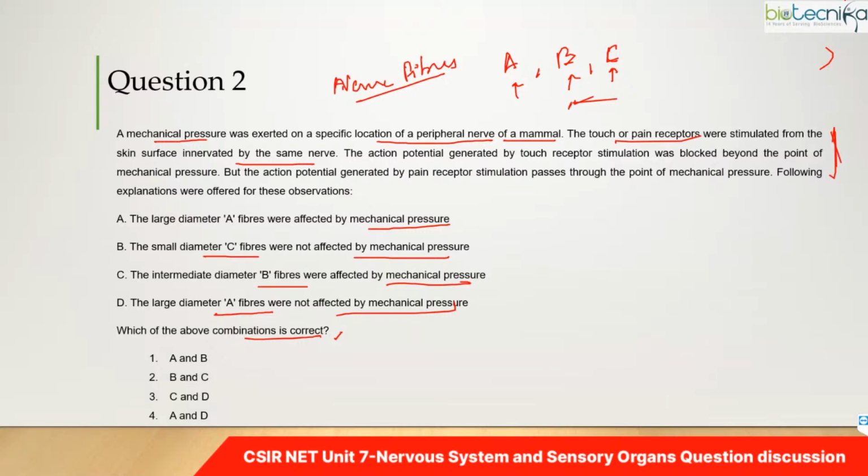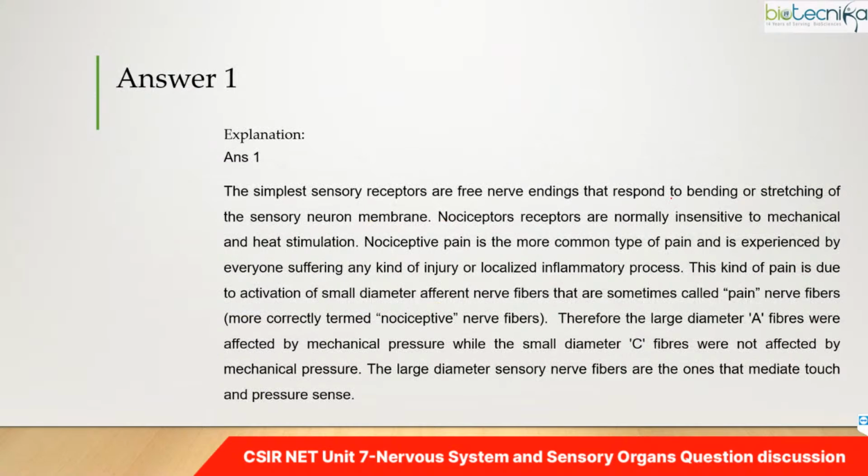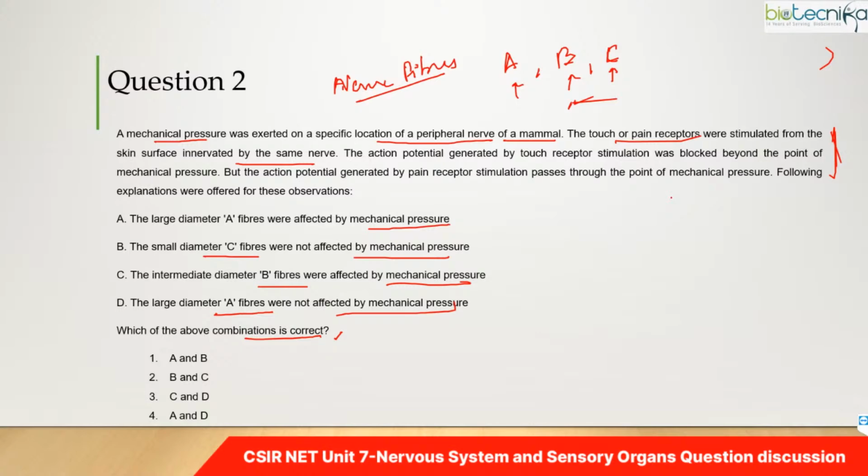Okay, so let's see how to solve this particular question. As I said, you need to know the characteristics of A, B, and C. If you know at least A, you can easily find it out. First let me tell the right answer for this question. The right answer is option 1. The statement 1 is correct, that is A and B. Now let's see how to solve this question.